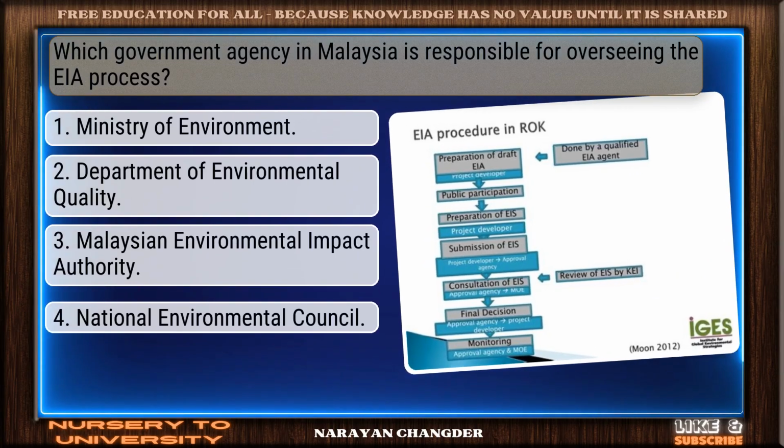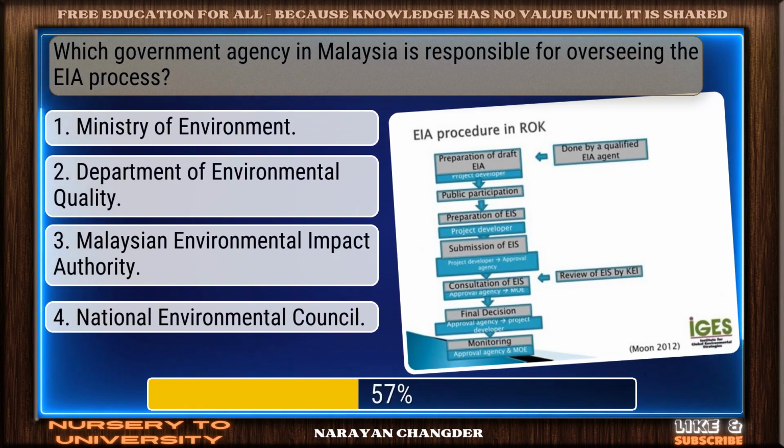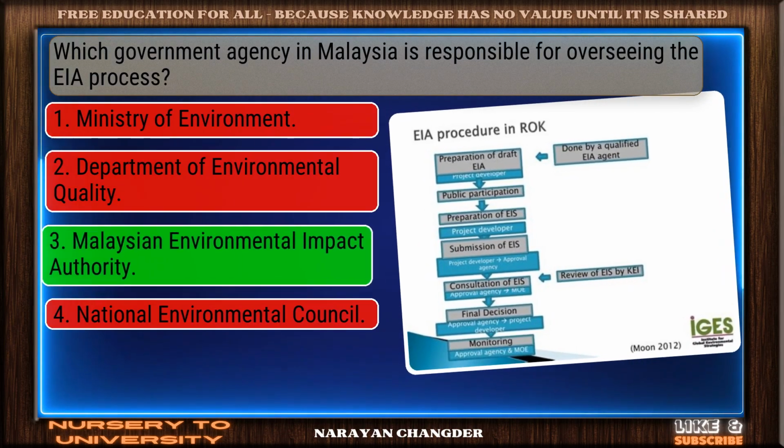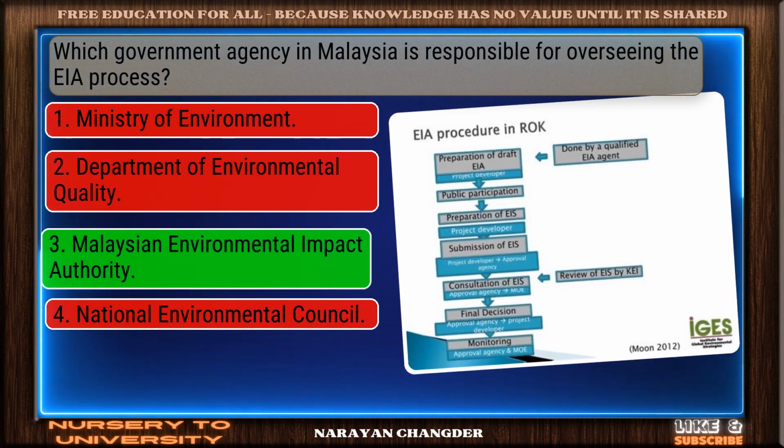Which government agency in Malaysia is responsible for overseeing the EA process? On track. Malaysian Environmental Impact Authority is the correct answer.